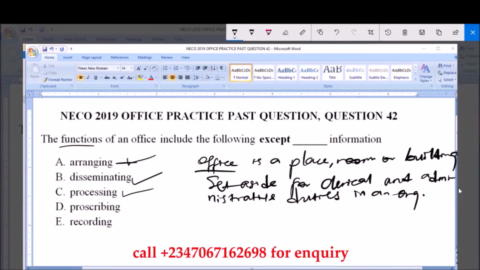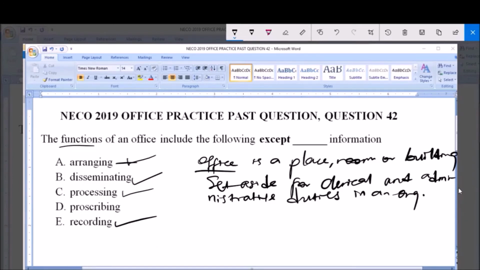And E here says recording. Yes, an office helps to record information, that is every piece of information pertaining to an organization is recorded at an office. Now this is proscribing. To proscribe simply means to forbid. So proscribing information simply means forbidding information. And like we know, an office does not forbid information, because information is one of the vital aspects of any organization.